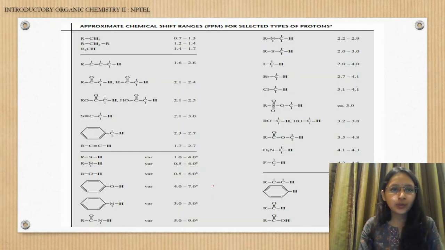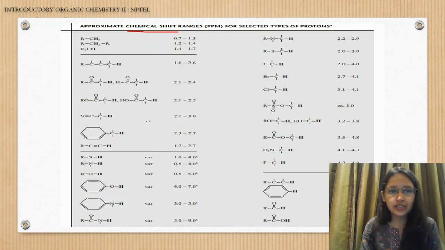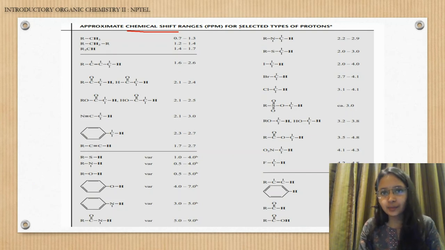So this is the chemical shift range chart which I have just mentioned for you. Just have a look at that so that you can have an idea of what is present at which chemical shift values. Okay. So this shows how shielding and de-shielding play a role in shifting the chemical shift value of protons.